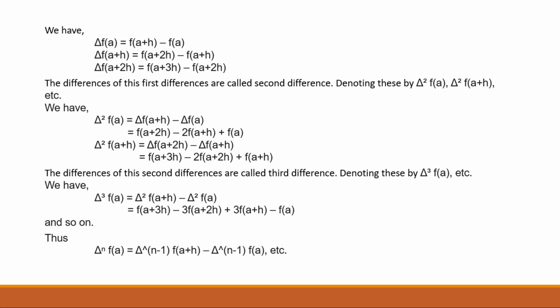The differences of the second differences are called third differences. Denoting by delta cube f of a, etc., we have delta cube f of a is equal to delta square f of a plus h minus delta square f of a, which is equal to f of a plus 3h minus 3f of a plus 2h plus 3f of a plus h minus f of a, and so on. Thus delta nth f of a is equal to delta n minus 1 f of a plus h minus delta n minus 1 f of a, etc.